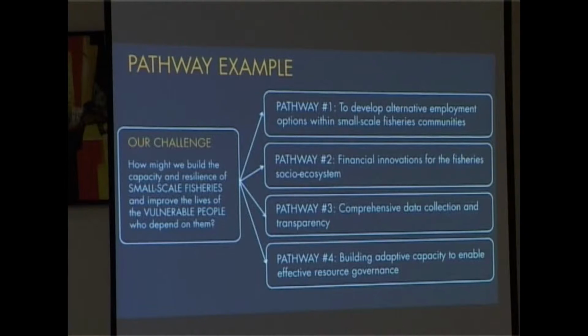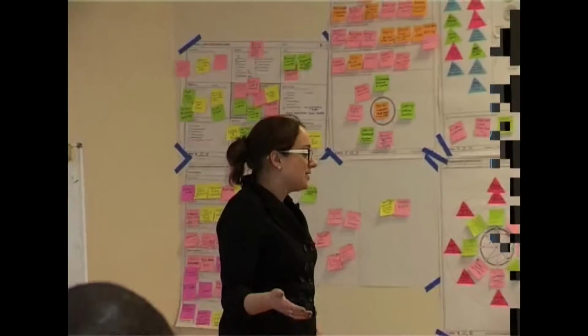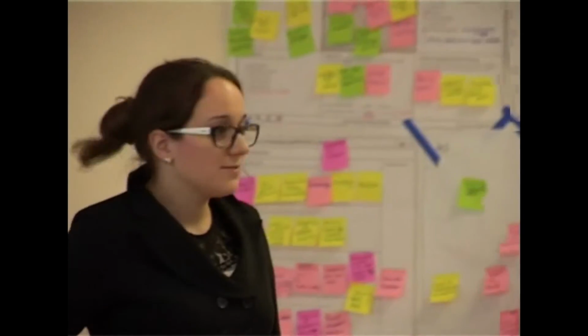Some of the pathways, just to read these out: number 1, how can we develop alternative employment options within small-scale fisheries communities? How can we develop financial innovations for the fisheries socio-ecosystem? How can we deal with comprehensive data collection and transparency? One of the biggest key issues was that fishers can't get the right price for their fish, and part of the problem is that there isn't actually a market. What is the value of fish, and how do you track it down the value chain? Pathway number 4 is building adaptive capacity to enable effective resource governance.